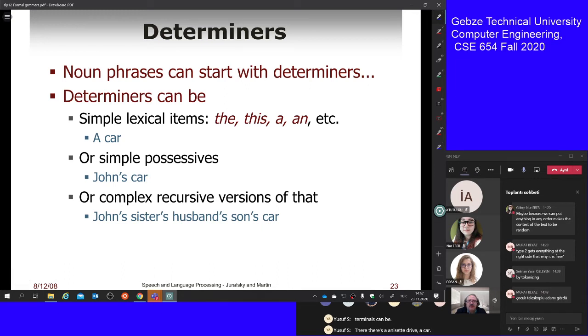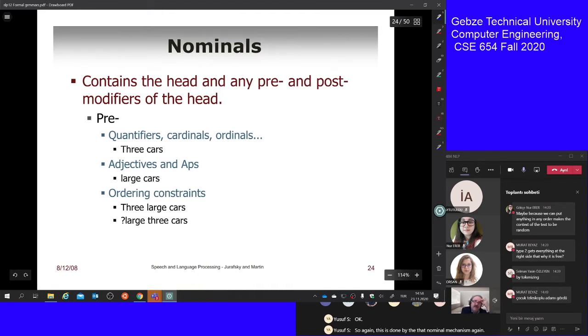Okay, or a determiner can be a possessive, like John's car, or complex recursive determiners, like John's sister's husband's son's car. Okay, car is the head here, and before that there is a recursive application of the determiners. So again, this is done by that nominal mechanism. Nominals contain the head and any pre and post modifiers.